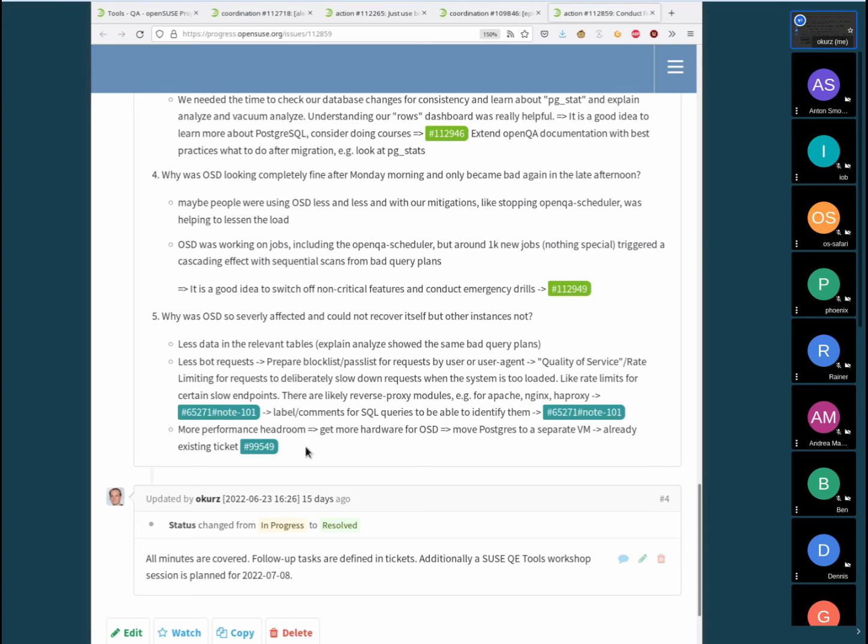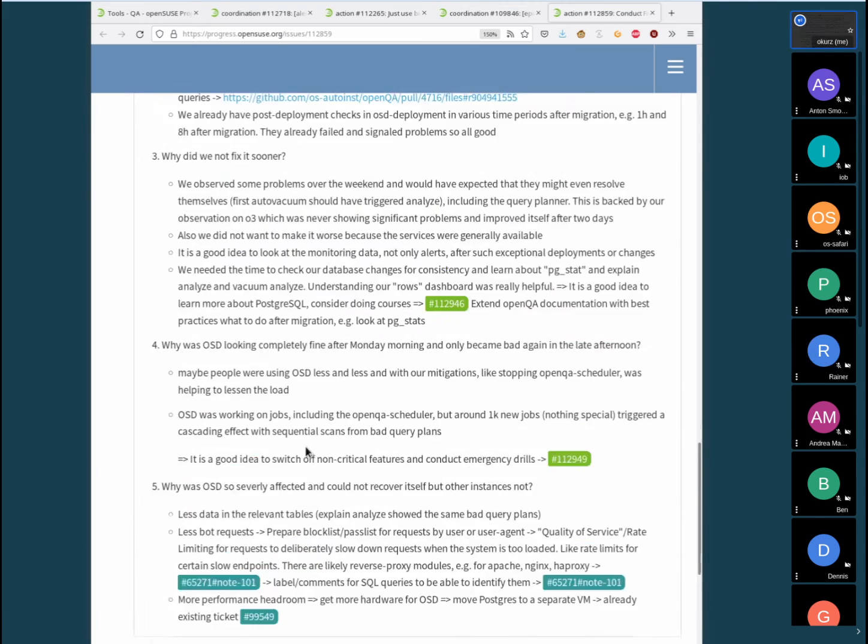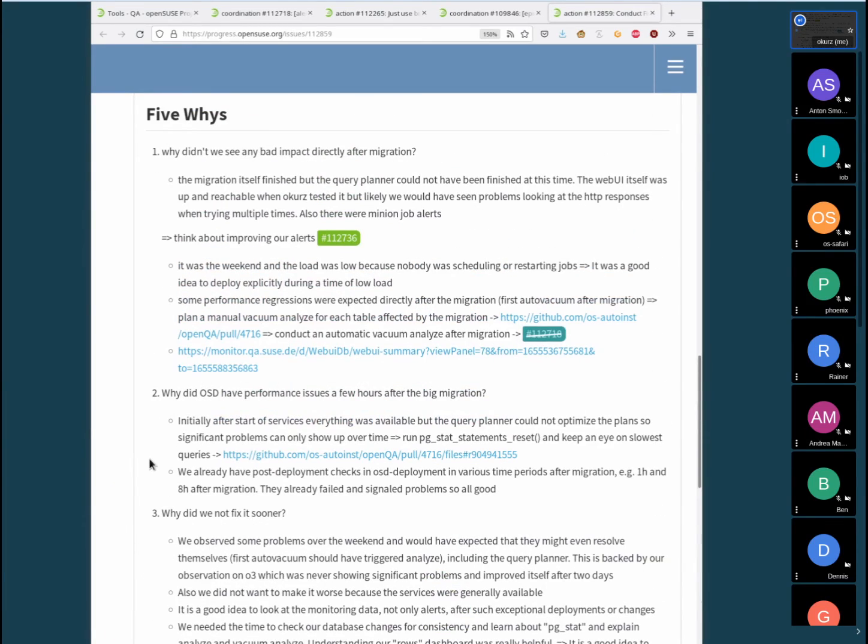So actually, the problem was that after the migration, because the structure, the schema, changed, the database is using bad query plans. Okay?